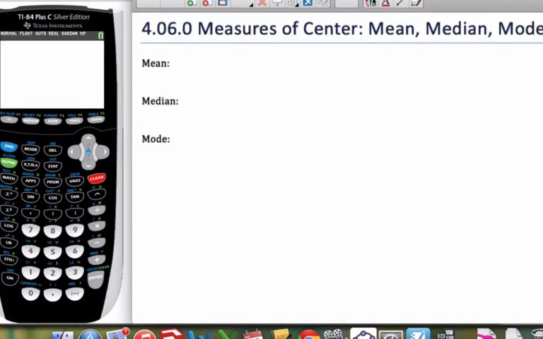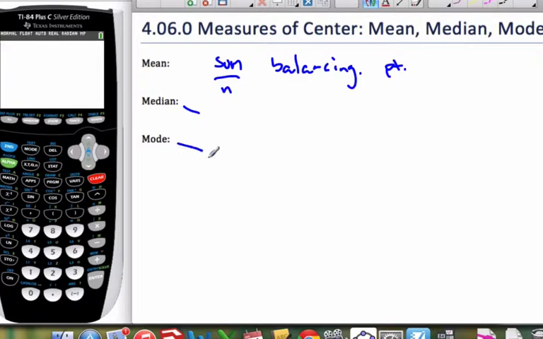Okay, continuing on here with measures of center. Mean, to recap, is the total number divided by the total number of values. And this is the sum over n. And it is the balancing point, where you find the place of equal balance on both sides. Median is the middle number, and mode is the most frequent.